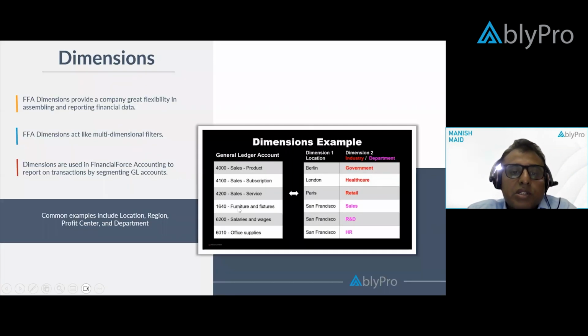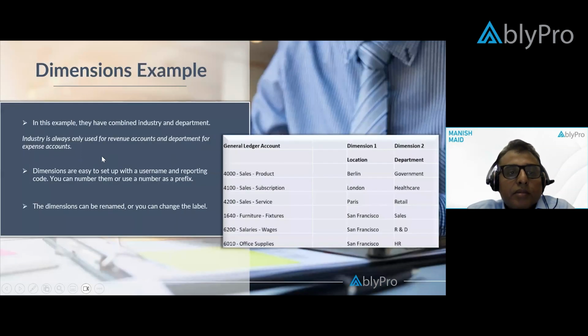So let's come back to the presentation again. Here we are writing: common examples include location, region, profit center, and department. In this example, you see general ledger account, dimension 1, dimension 2. Here they have combined industry and department. It is already mentioned that industry is used only for the revenue accounts and department for expense accounts. So this is how you can put the dimensions in your transactions here.